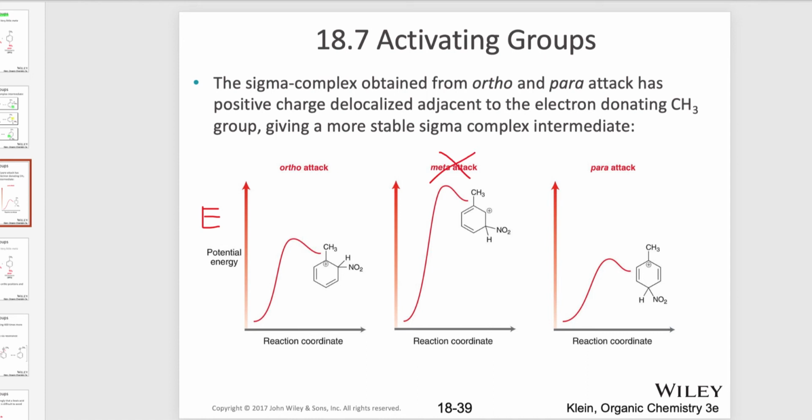All right, the sigma complex obtained from ortho-para attack has positive charge delocalized adjacent to the electron donating methyl group. The electron donating effect is an inductive effect here, which means that the electron density is only experienced through a single bond, not through a double bond. That's an important distinction. The inductive effect is weaker than a resonance effect. Nonetheless, the methyl group will have a profound influence in favoring the ortho and para attack. You may want to pause here to just think this over and then move on with the presentation.